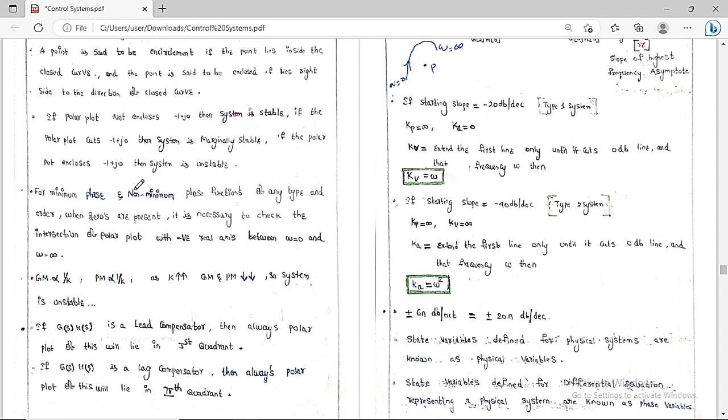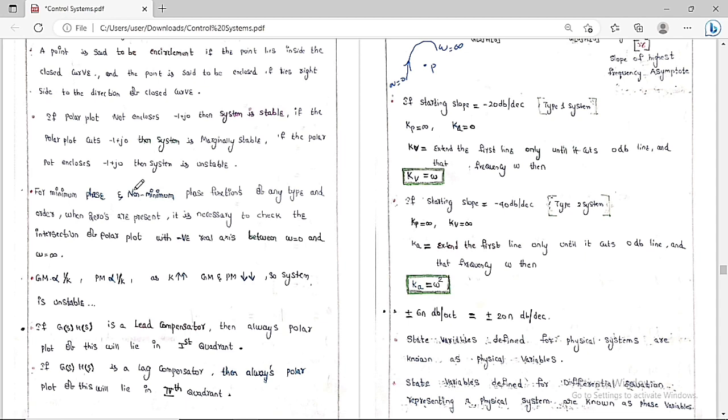Next one: the gain margin is always inversely proportional to the gain of the system, and the phase margin is also inversely proportional to the gain of the system. So as gain K increases, the gain margin decreases and the phase margin decreases. So we can say the system becomes unstable. This is a very important statement, always keep it in your mind.